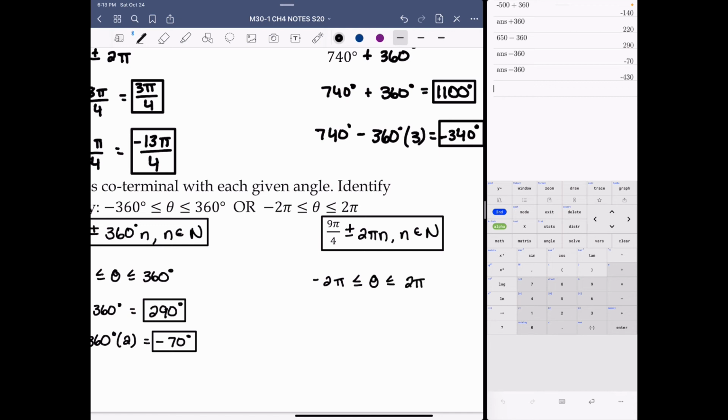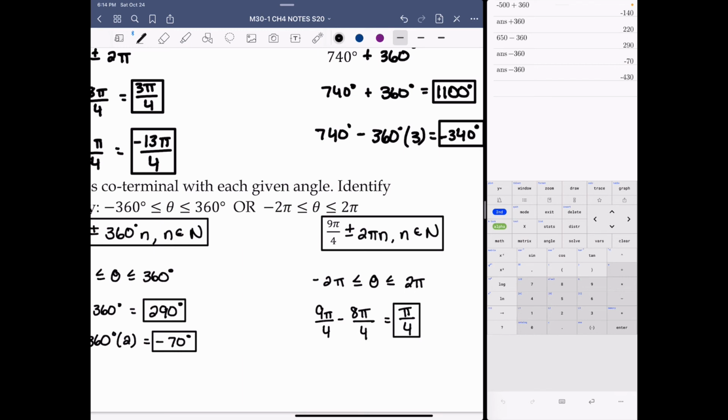Our angle, 9 pi over 4, is already bigger than 2 pi. 8 pi over 4 would equal 2 pi, so this is already greater than 2 pi. So we're going to need to subtract. 9 pi over 4, subtract 2 pi, which can be written as 8 pi over 4, gives us 1 pi over 4, or just pi over 4, and that value is greater than negative 2 pi and less than positive 2 pi, so it is one of our coterminal angles in this restriction.